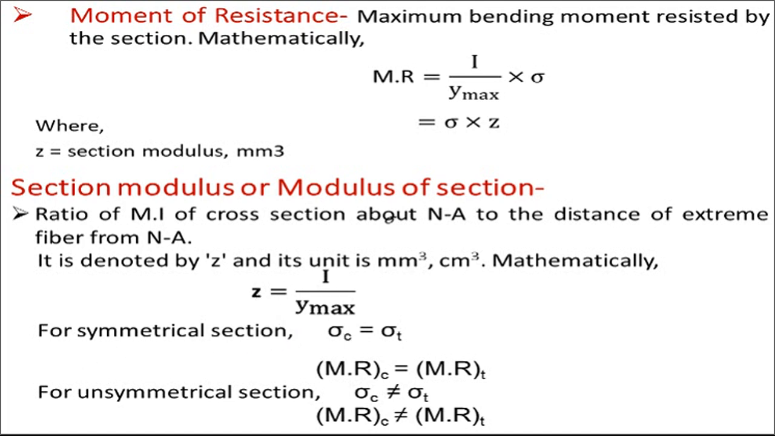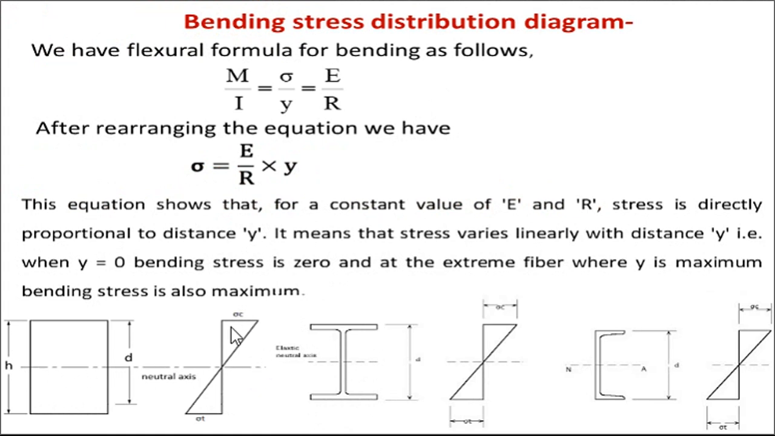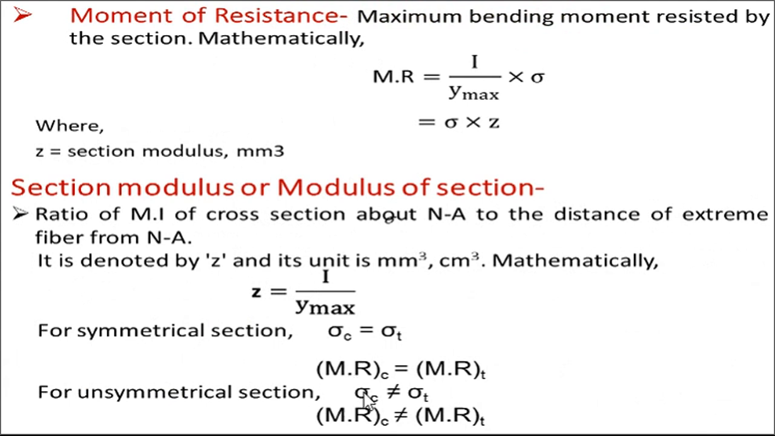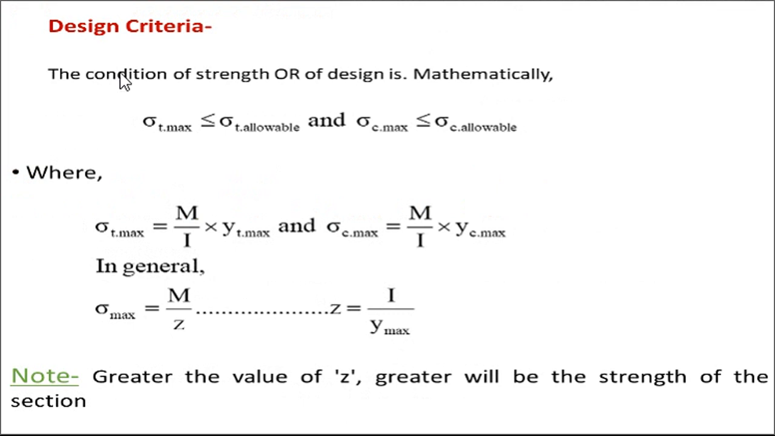Mathematically, Z is equal to I upon y. For a symmetrical section, if the section is symmetrical about the neutral axis, sigma c, the bending stress in compression, and sigma t, the bending stress in tension, are equal. Like this section, which is symmetrical, sigma c and sigma t are equal. For an unsymmetrical section, sigma c will not be equal to sigma t. If the stresses are not equal, then the moments of resistance in compression and in tension are also not equal.